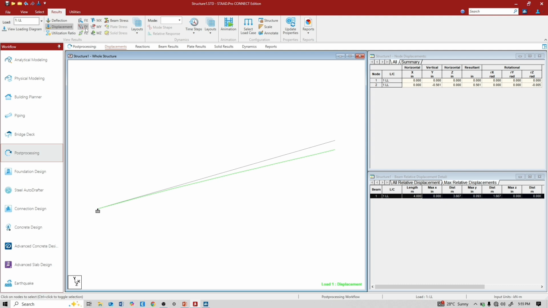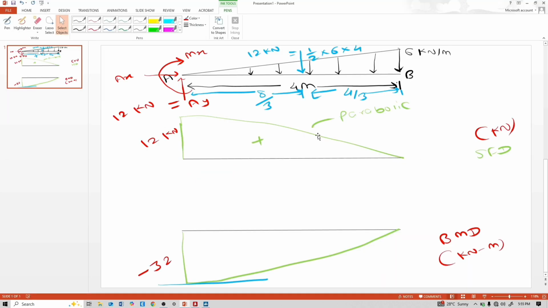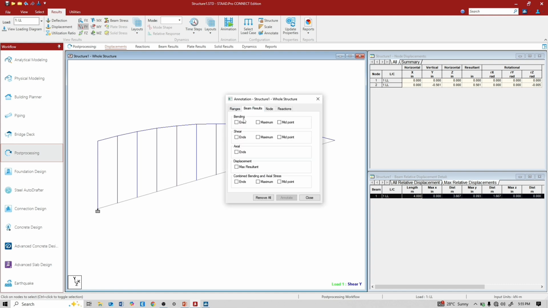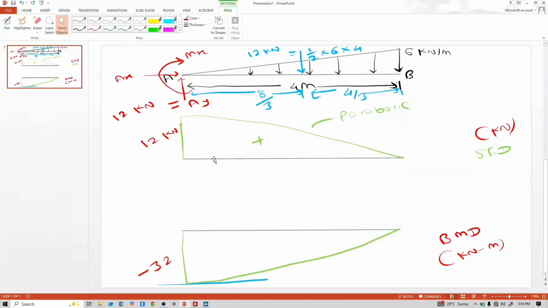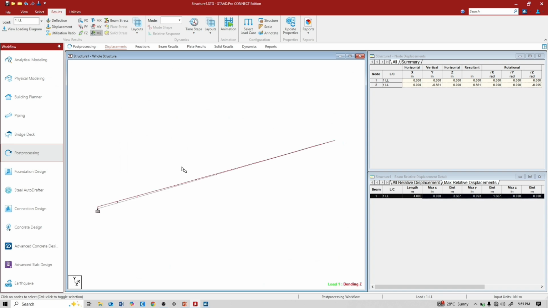So see shear. See, the shape of this shear matches our judgmental shear. So annotate beam result, shear, annotate. Okay, yes, 12, 0 and in between 9. Yes, it is correct. Now see moment.